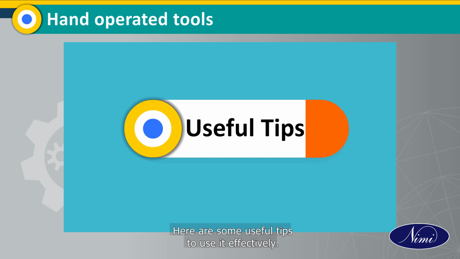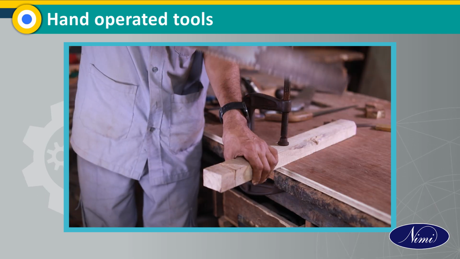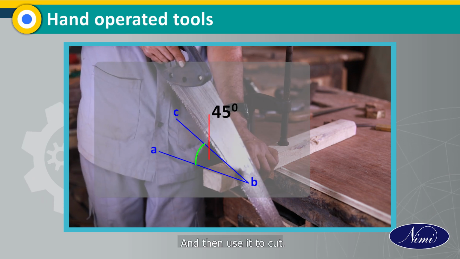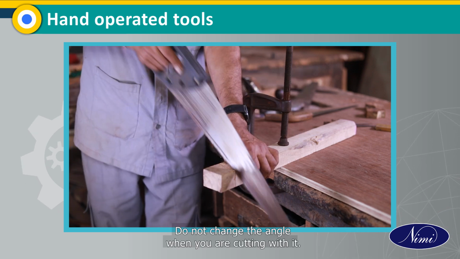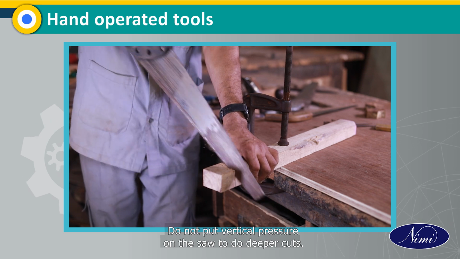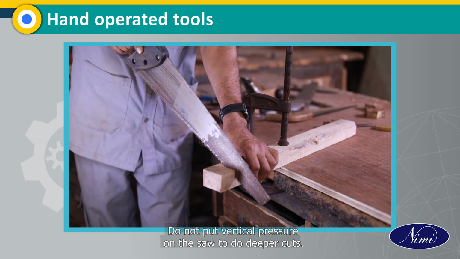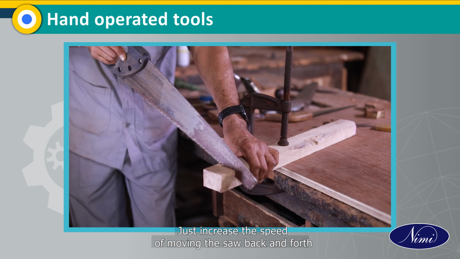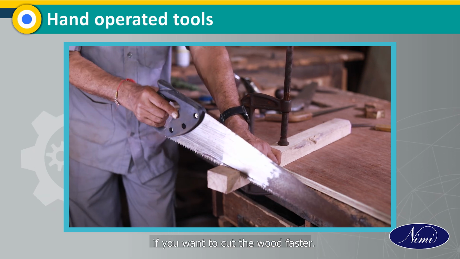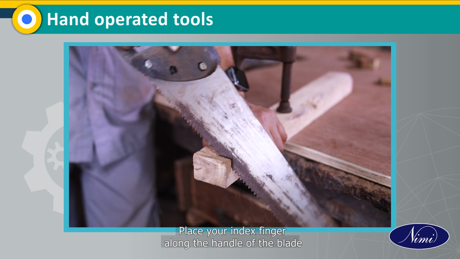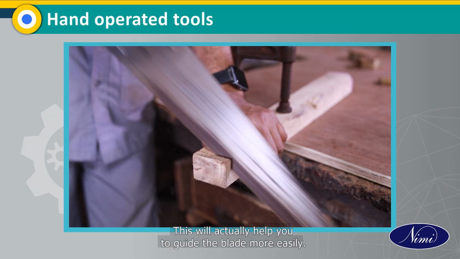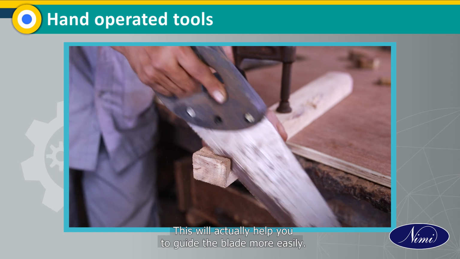Here are some useful tips to use it effectively. When you use the saw to cut, you should hold it at a 45-degree angle and then use it to cut. Do not change the angle when you are cutting with it. Do not put vertical pressure on the saw to do deeper cuts. Just increase the speed of moving the saw back and forth if you want to cut the wood faster. Place your index finger along the handle of the blade to get more accurate cuts. This will actually help you to guide the blade more easily.